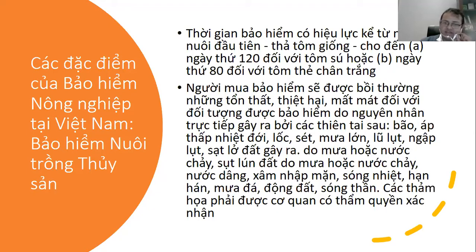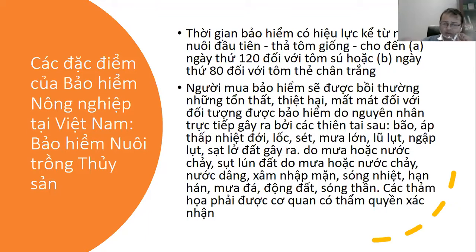So again, you can see the typical disasters here are storms, tropical depressions, cyclones, lightning, heavy rains, flood, inundations, landslides because of rain or runoff, land subsidence because of rain or runoff, rising water, saline intrusion, heat wave, drought, hail, earthquakes, tsunamis, and so on. Now, these disasters have to be confirmed by the competent agencies.